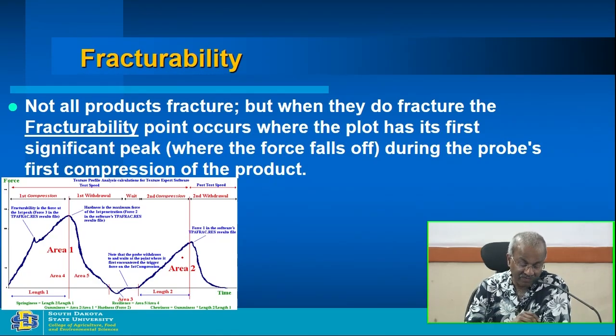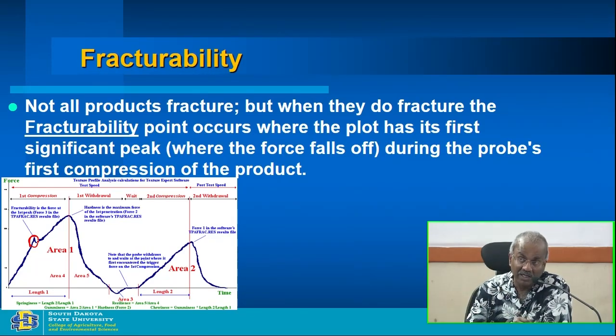Not all products fracture, but when they do fracture, the fracturability point occurs like here. That's what we are talking about here. It's the first compression of the product. After that, you won't get anything. If you don't get it here, you won't get it in the future peaks, future bites and all. If at all it happens, it happens on the first bite. A lot of times it won't happen at all.